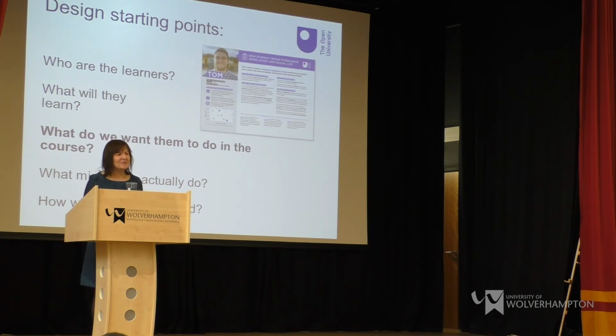So, for instance, in this one there are some themes, and they can follow a theme or follow some themes more than others. So there's an element of choice there as well. And how will they be supported? A really fundamental question. How will they be supported?